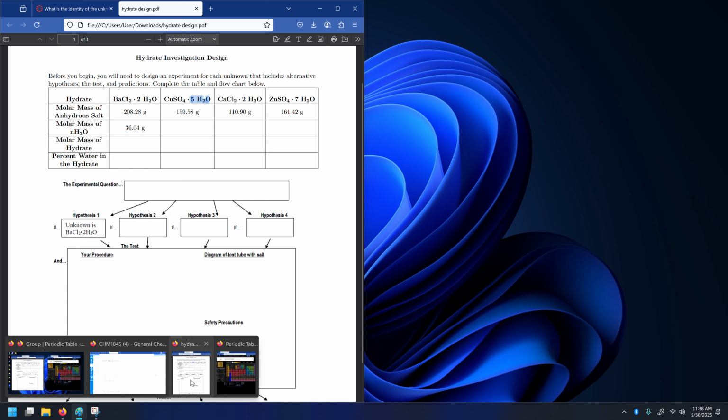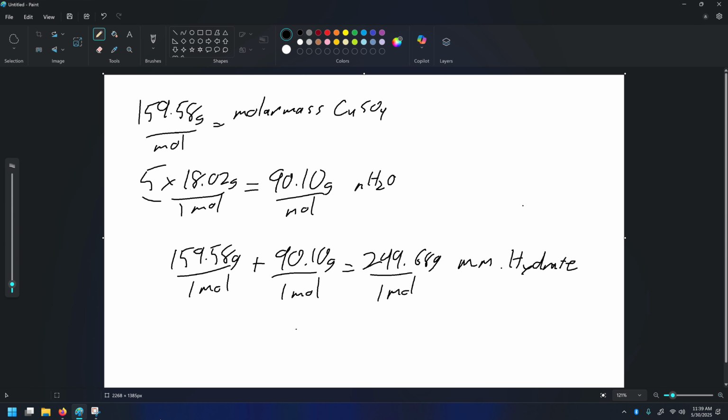And now the last part of our calculation, we want to find the percent water in the hydrate. So what I'm going to do is take the molar mass, put it on the bottom, the denominator, and I'll put the mass of my H2O on top. Multiply this by 100 so that it's represented as a percentage. And I end up with 36.09% water in that sample.